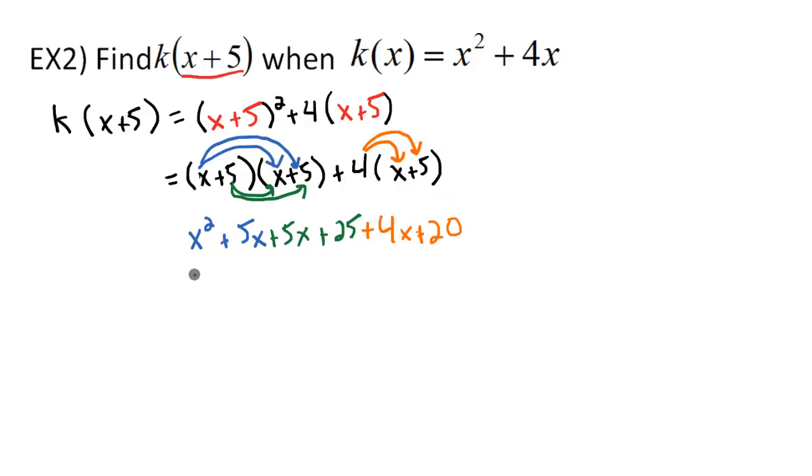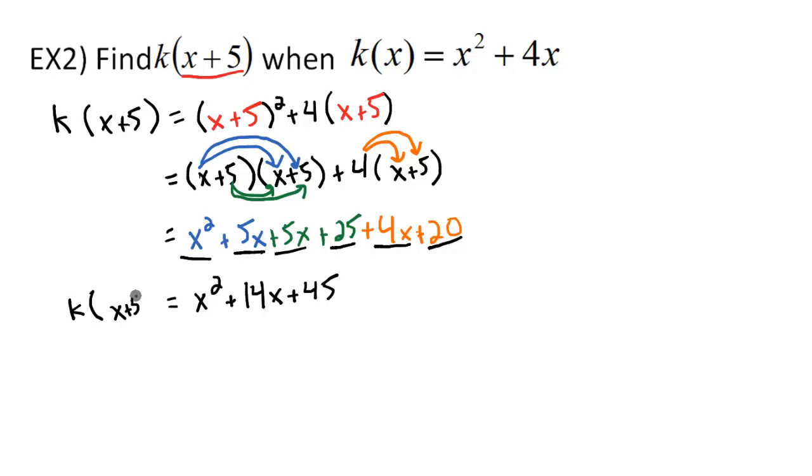And now we just have to combine all of my like terms here. So we only have 1x squared over here, so I'll write that up front. So that's done. And then we have 5x's plus another 5x's plus 4 more x's, so that's a total of 14x's. And then we have 25 right there, and then 20 over here, so that's going to be a total of 45. Alright, and we can't combine any of these terms, so that's what k of x plus 5 equals. And that's our final answer.